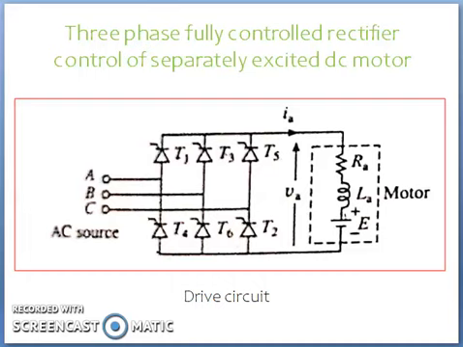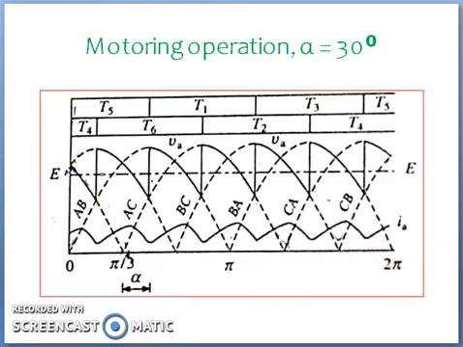Thus, the firing angle for a thyristor is measured from the instant when that particular line voltage is 0 and increasing. For example, the transfer of current from thyristor T5 to thyristor T1 can occur as long as the line voltage VAC is positive. Hence, for thyristor T1, the firing angle alpha is measured from the instant VAC is equal to 0 and increases, as shown in this figure.